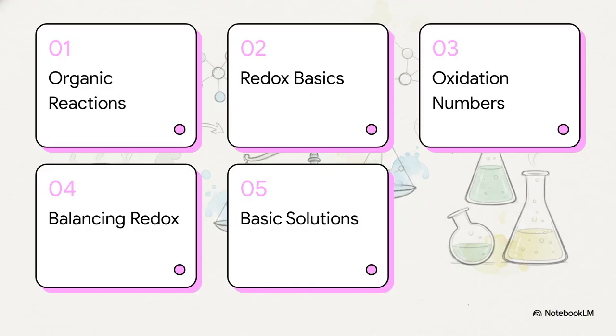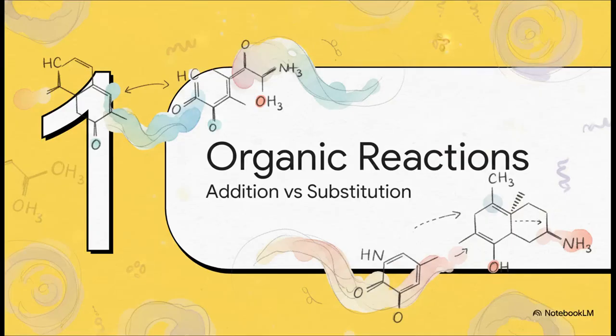Here's our roadmap for today's explainer. 1. Organic reactions. 2. Redox basics. 3. Oxidation numbers. 4. Balancing redox. And finally, 5. Basic solutions. Let's kick things off with Section 1, Organic Reactions.